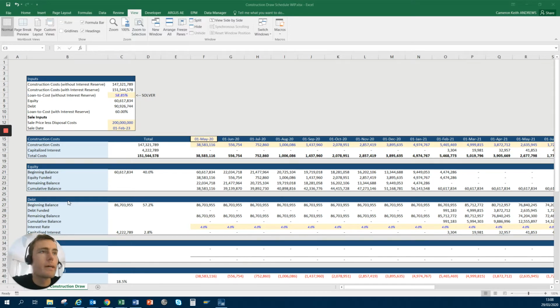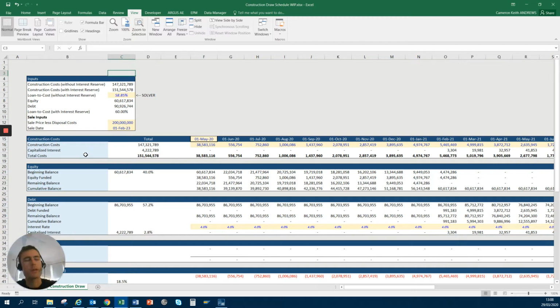Just wanted to walk you through a model that I've recently built, and pretty excited about this one. It's a construction draw model that actually shows your true loan to cost.